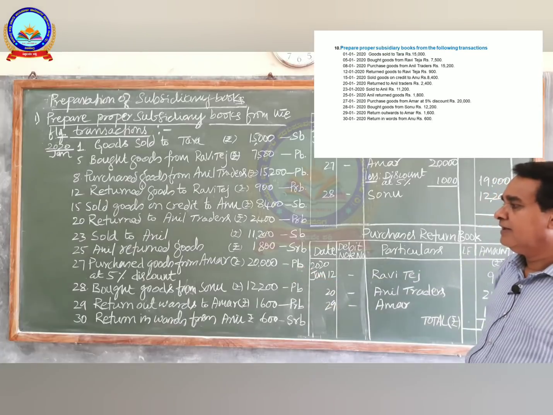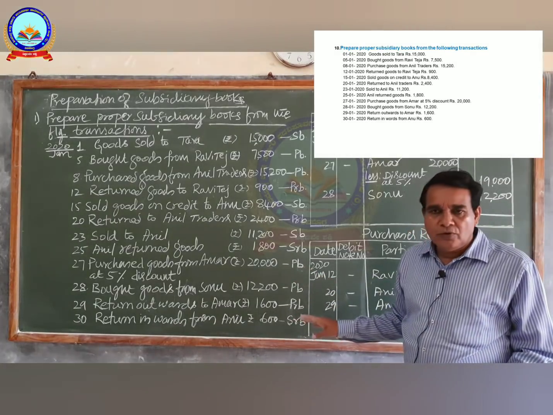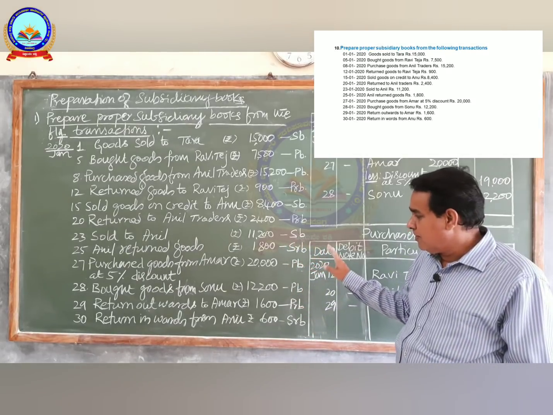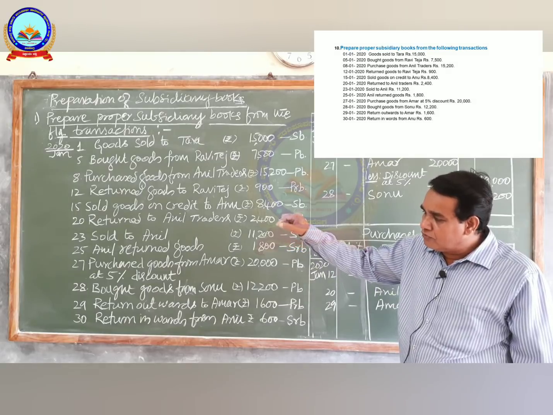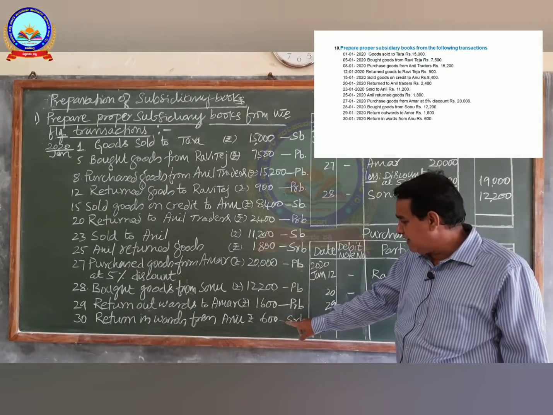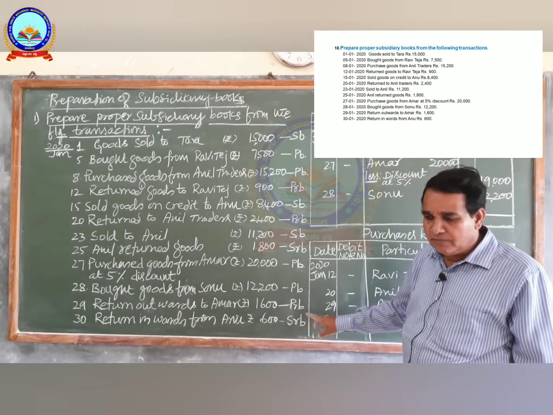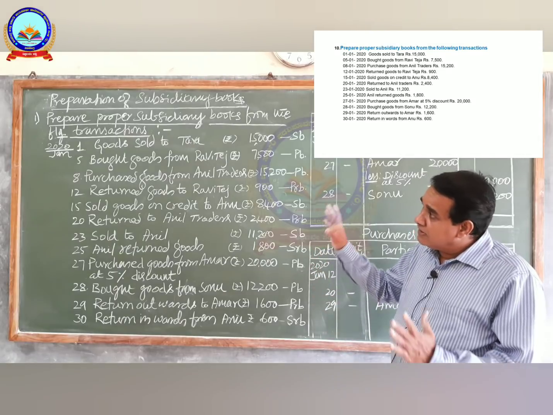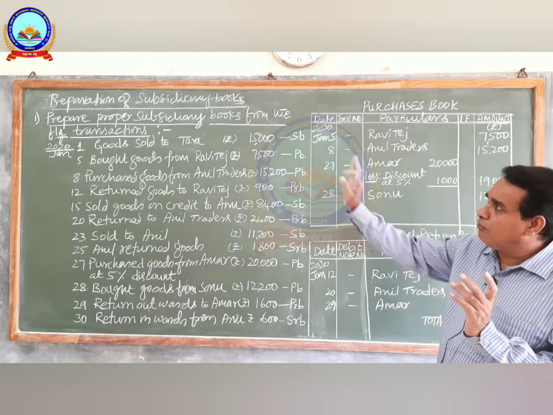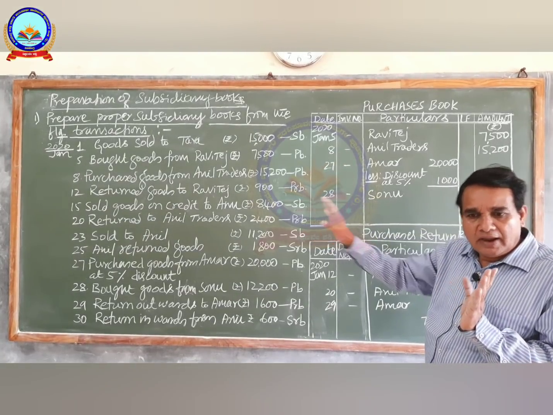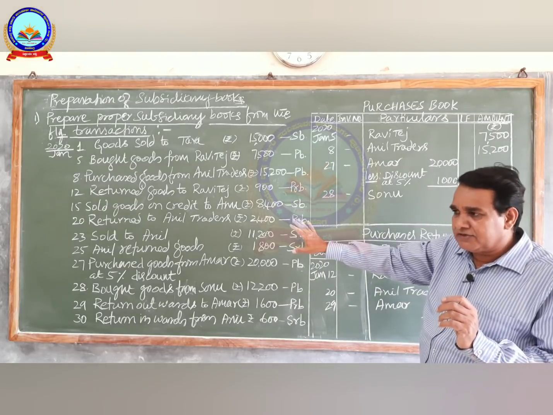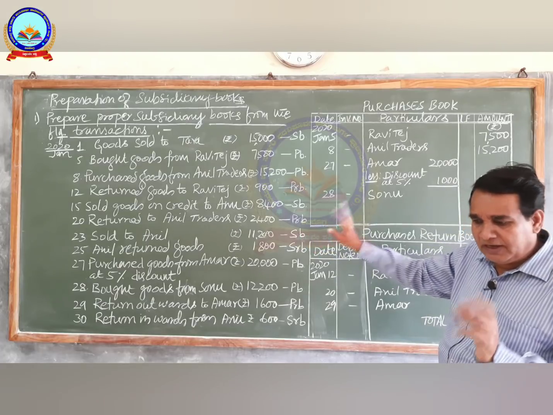On 30th, return inwards from Anu, rupees 600. You have sold goods to Anu, but Anu returned goods on 30th January. This transaction is entered in sales return book. This is the brief explanation of the transactions given in the problem, and in which book you are going to enter these transactions correctly and properly.